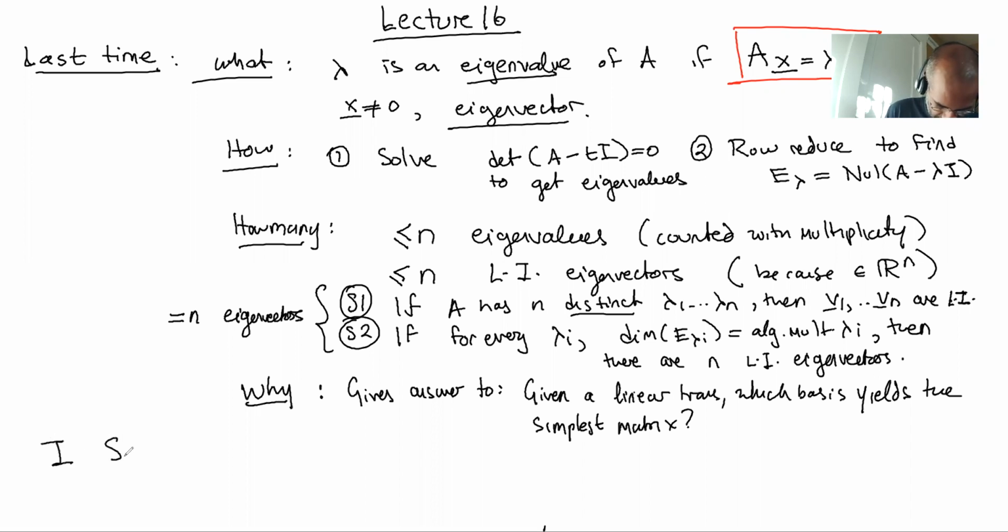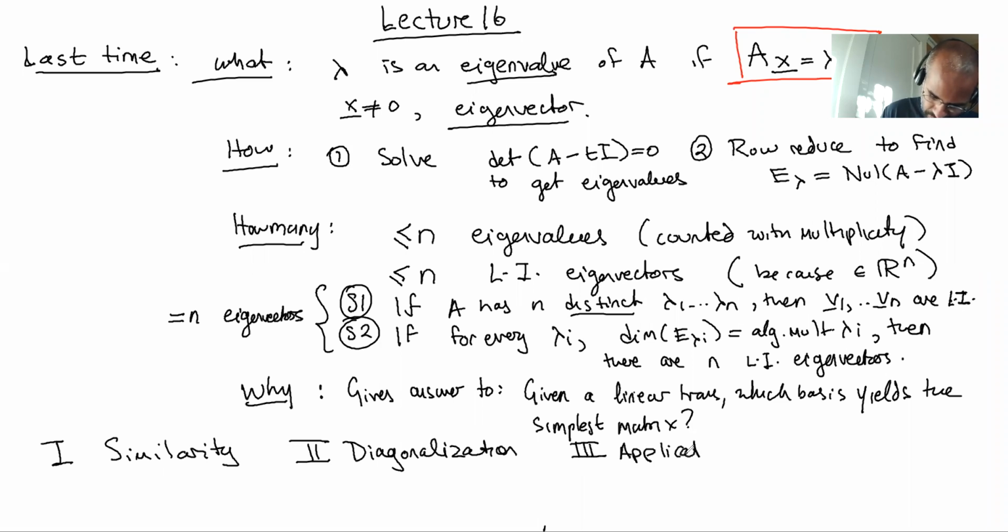So one is similarity of matrices. The second is diagonalization. And the third topic is applications of diagonalization. Okay, so let me begin with similarity of matrices. Any questions about this? It's just a review of the last lecture.